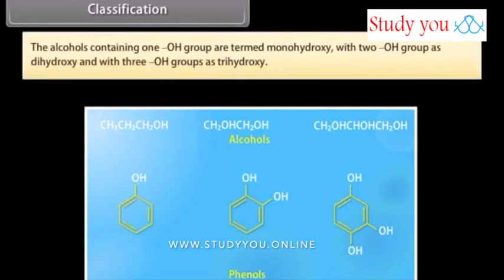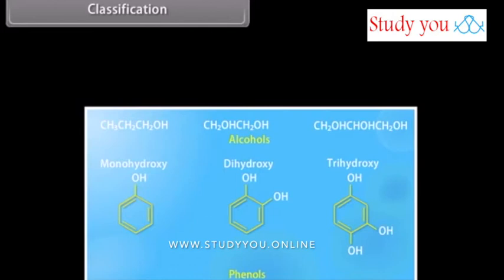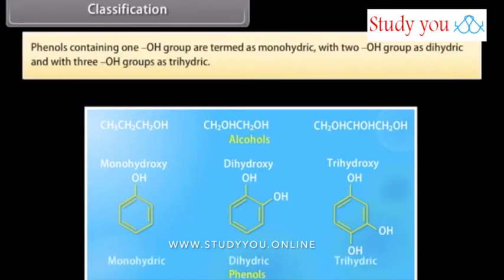The alcohols containing one hydroxyl group are termed monohydroxy, with two hydroxyl groups as dihydroxy and with three hydroxyl groups as trihydroxy. Phenols containing one hydroxyl group are termed as monohydric, with two hydroxyl groups as dihydric and with three hydroxyl groups as trihydric.